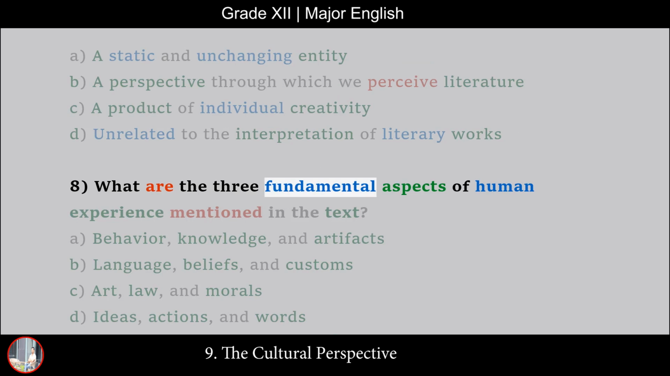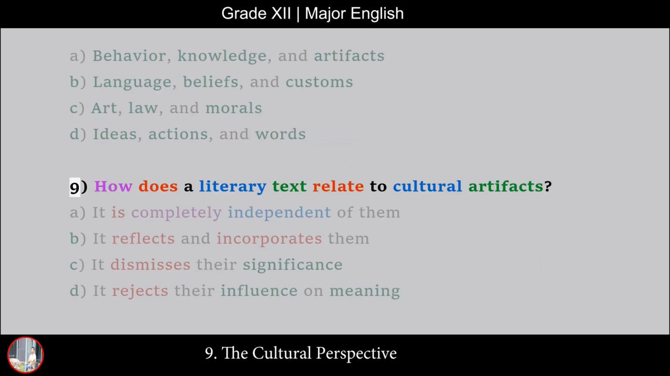8. What are the 3 fundamental aspects of human experience mentioned in the text? A. Behavior, knowledge, and artifacts. B. Language, beliefs, and customs. C. Art, law, and morals. D. Ideas, actions, and words.